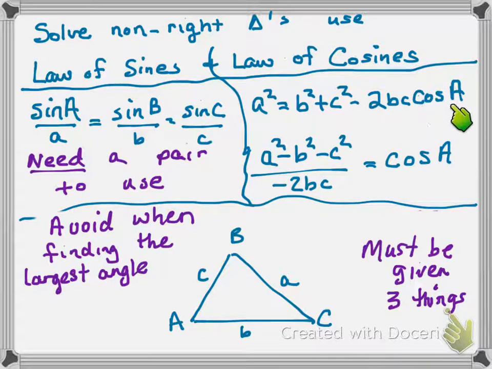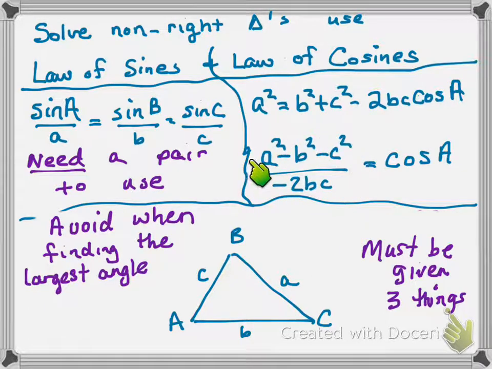So if I get this by itself, that means I would need to move these two terms over to the other side, which is where I got this. And then notice this part right here is multiplied times cosine A. So to get rid of it, I would have to divide by it. So that's why I have this divide by negative 2bc.